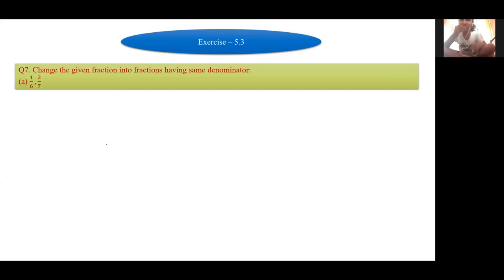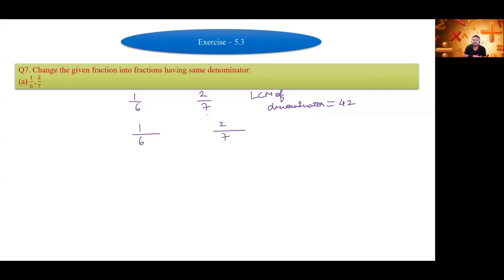Change the given fractions into fractions having the same denominator. A. 1 upon 6 and 2 upon 7. So, sir, first we have to take the LCM of the denominators, that is 6 and 7. Beta, just do the product of 6 and 7. What does it come to? 42. 42 is the LCM. Okay, sir. 42. So in the 6 table, 42 comes at 7 times, so we will multiply 1 upon 6 by 7. So 7 upon 42 and 12 upon 42.